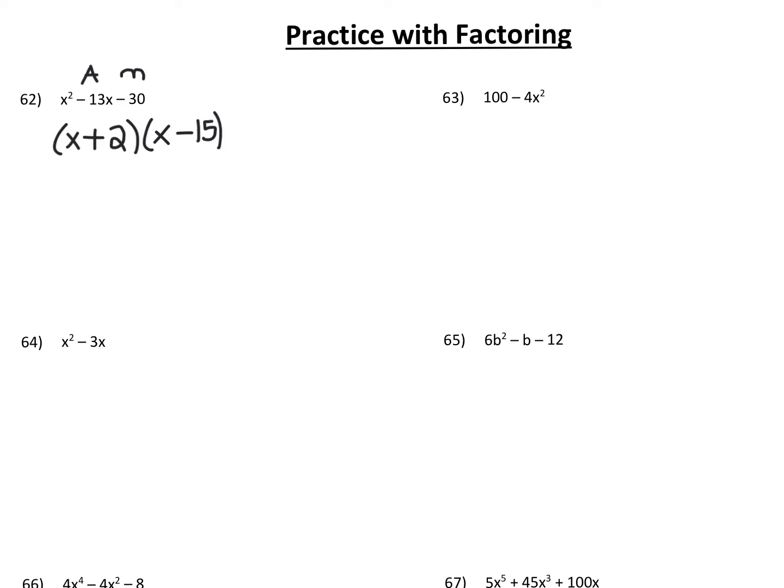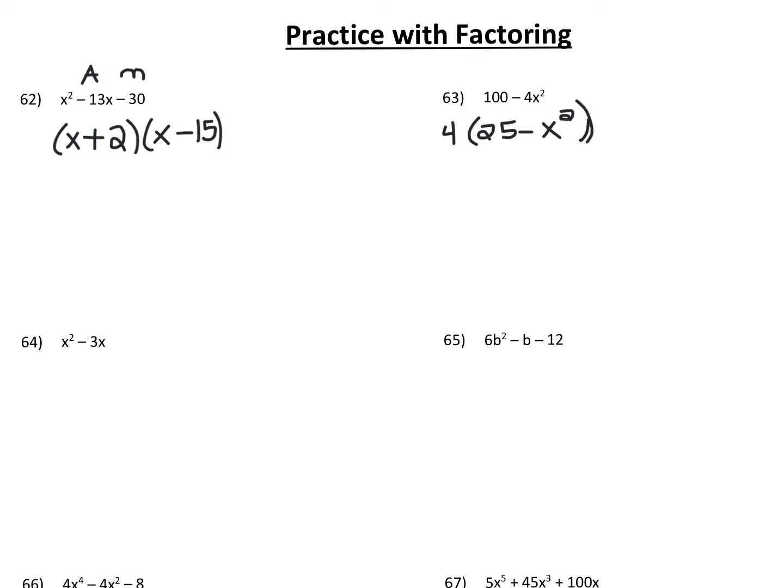Okay, number 63. Now we have two terms. Again, the first thing you want to say to yourself is, can I factor out a greatest common factor? And sometimes you can, sometimes you can't. The other thing you want to look for with two terms is, do we have DOTS, a difference of two squares? All right, well, let's start with greatest common factor. You can see right here, we definitely can pull out a greatest common factor, right? We could pull out a 4, which is going to leave us with 25 minus x squared.